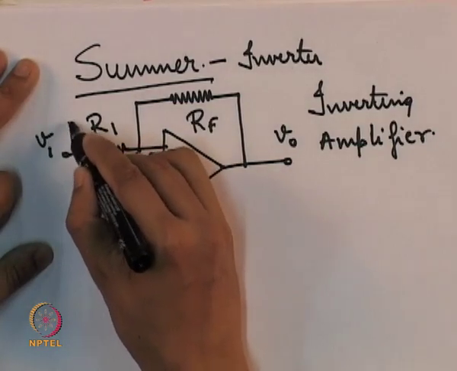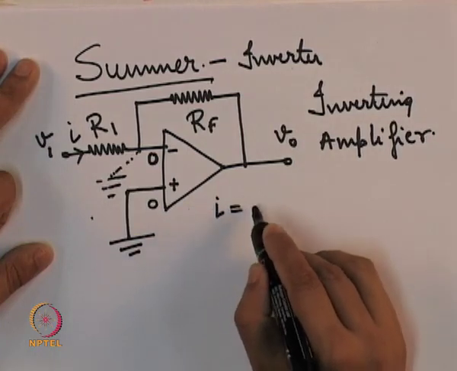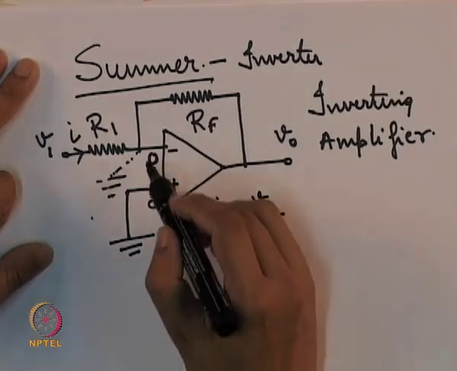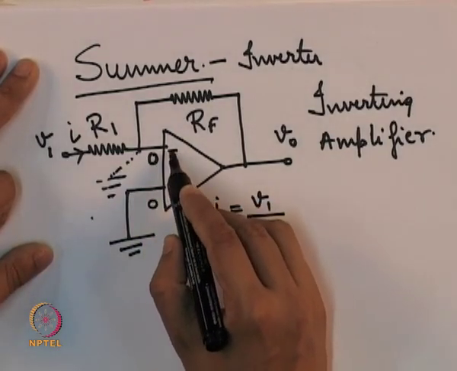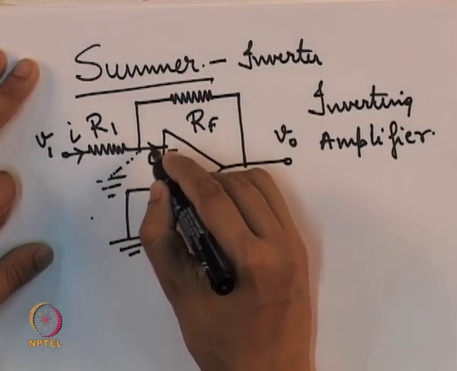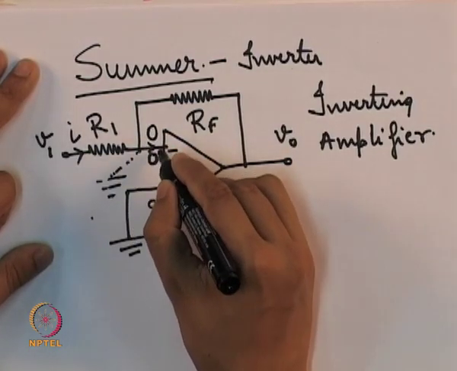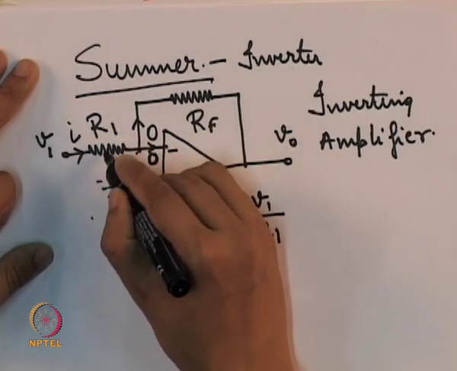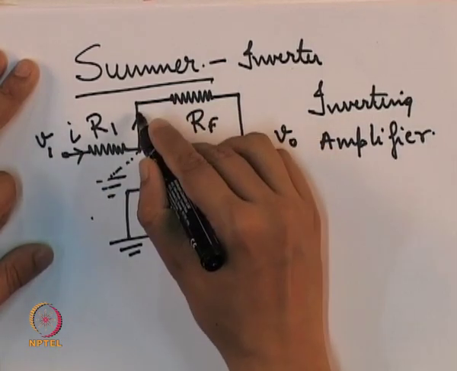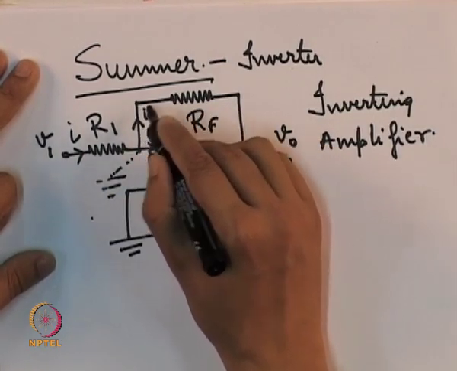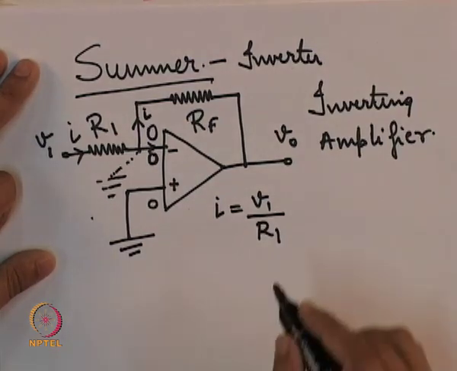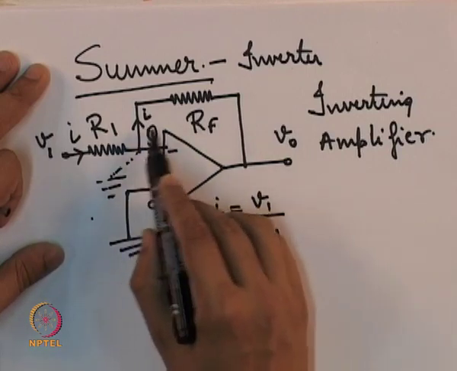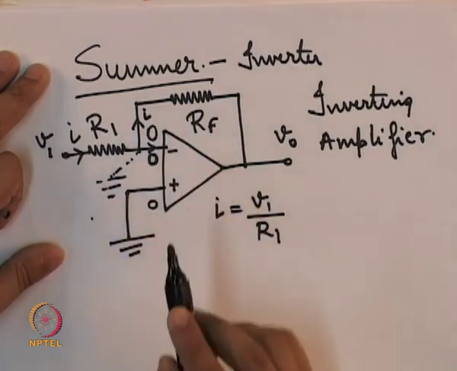So now if we write the current I, that will be given by V1 over R1, and also we know that the input impedance of an op-amp is infinity. So the current flowing inside the op-amp is 0. Therefore, all the current flowing through R1 will be diverted to this path, and hence the current along this path is also I.